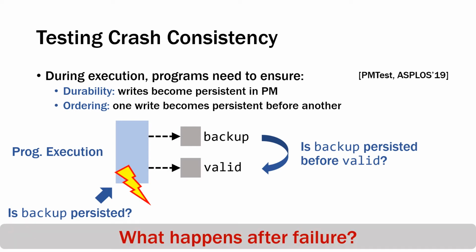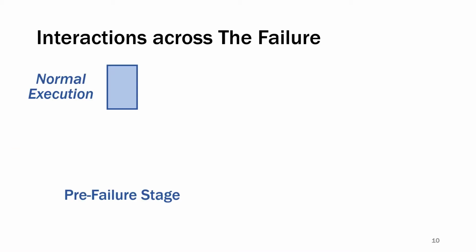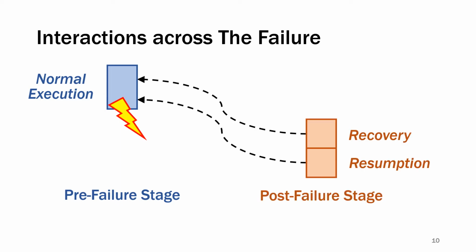But what happens after failure? In this work, we refer to the execution stage that performs normal execution, such as updating the persistent array, as the pre-failure stage. And after the failure, the program performs recovery followed by the resumption of the previously preempted normal execution in the post-failure stage. And we refer to the interactions across the pre- and post-failure stages as the cross-failure interactions.